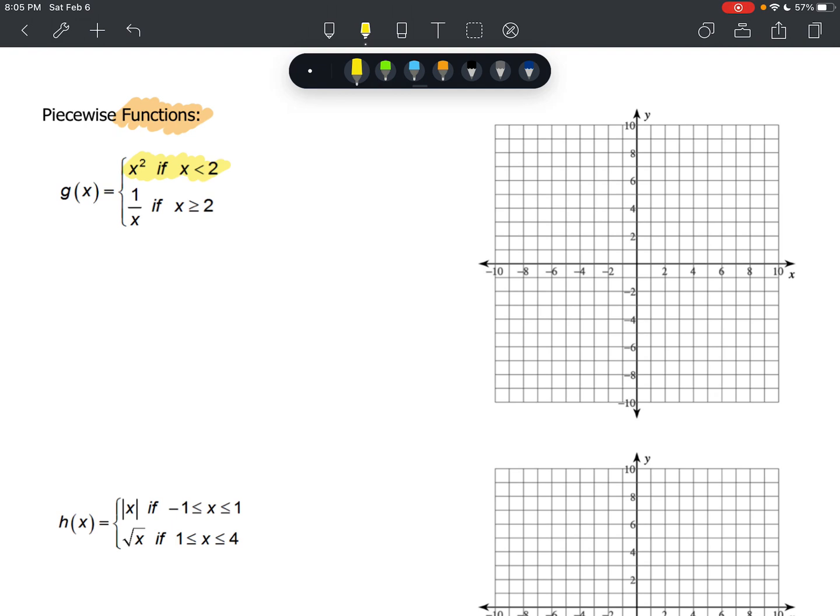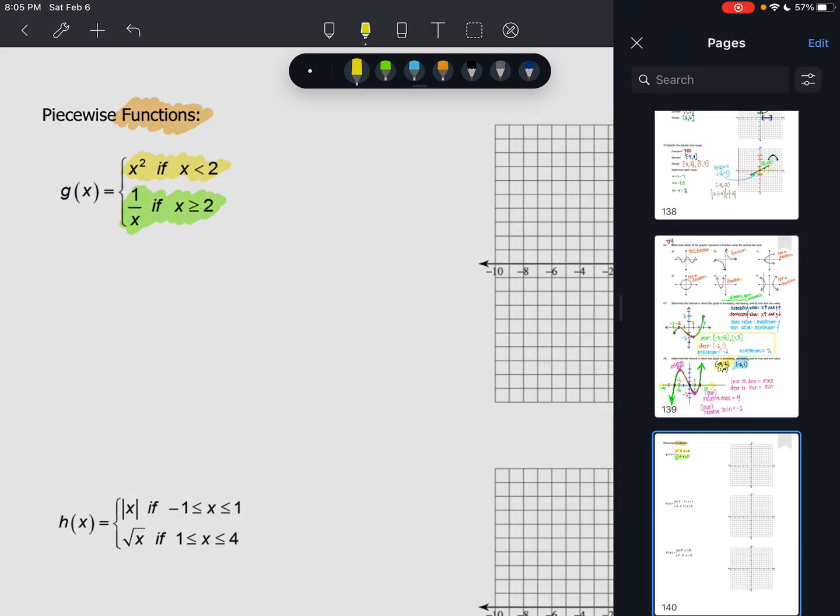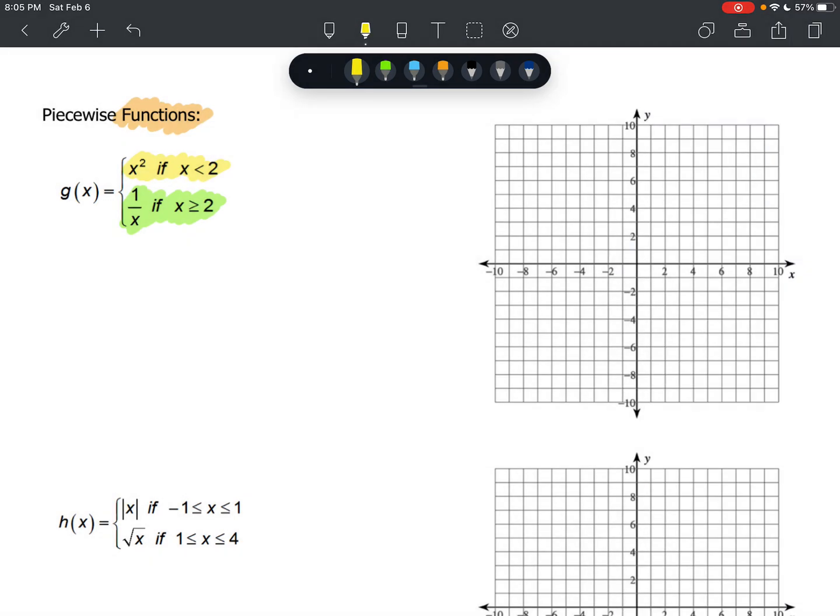G of x equals x squared if x is less than 2, and it equals 1 over x if x is greater than or equal to 2. So there's two different pieces going on here. So I highlight each piece in a different color, and then I go over to the x-axis, and I say when x is less than 2, that's yellow. So x is less than 2 is yellow. And I highlight the x-axis in that yellow.